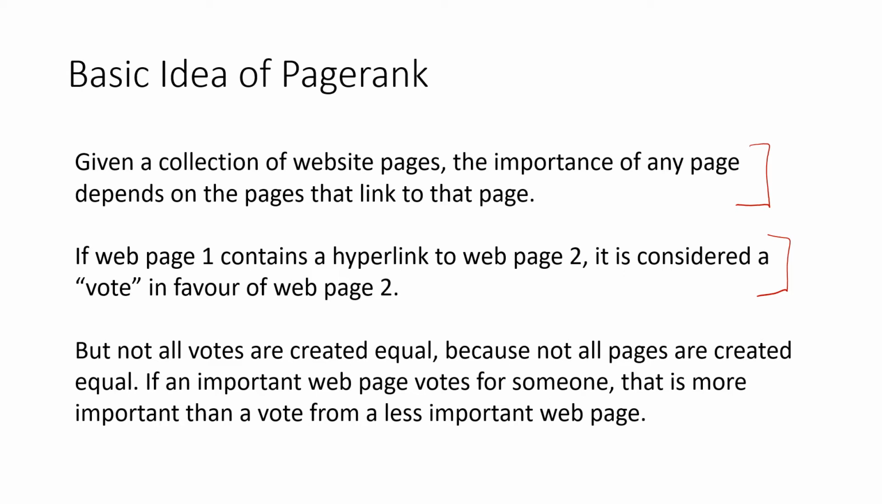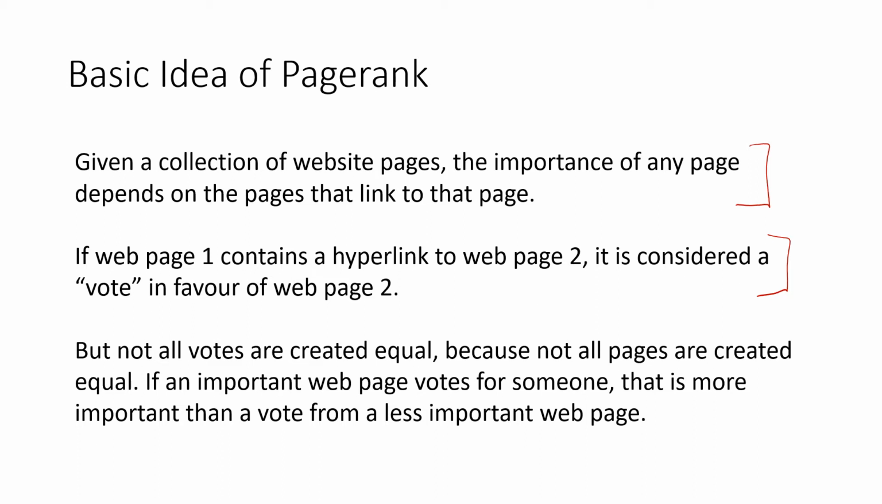So if somebody goes out and creates a whole bunch of spam pages with spam links, their value is going to be very tiny. But if you get a vote from an important page, from a news site or a government page or a university page, for instance, that's an important page. So that vote is going to be worth more.